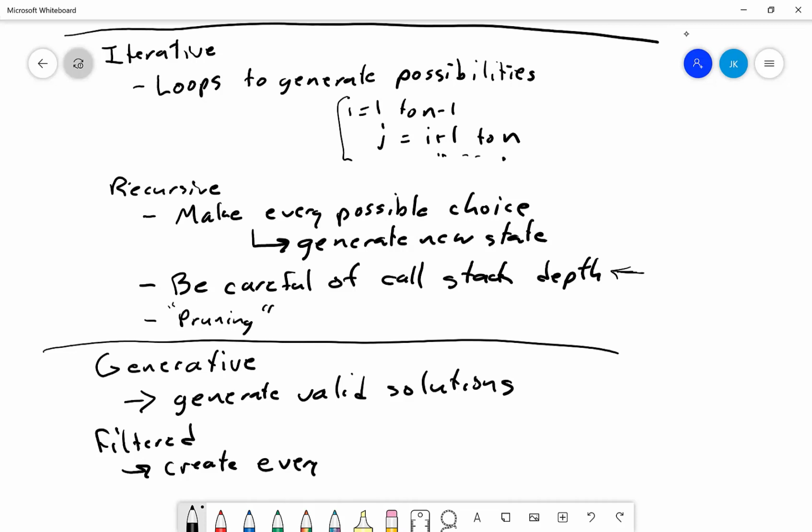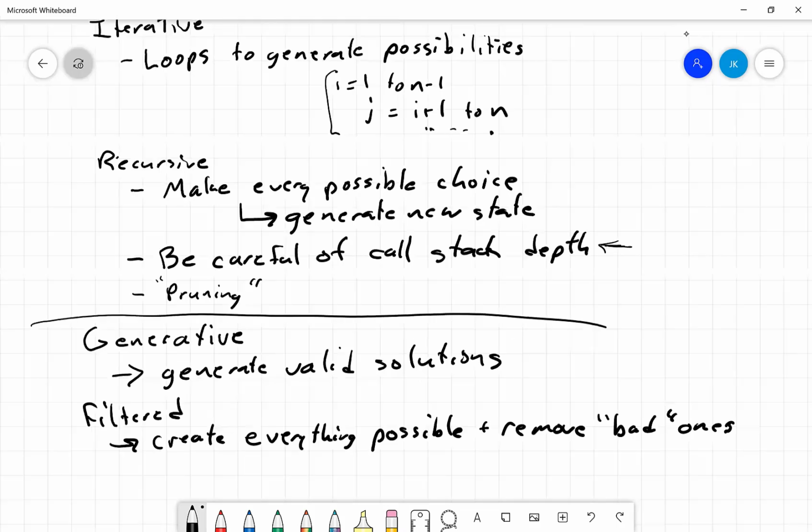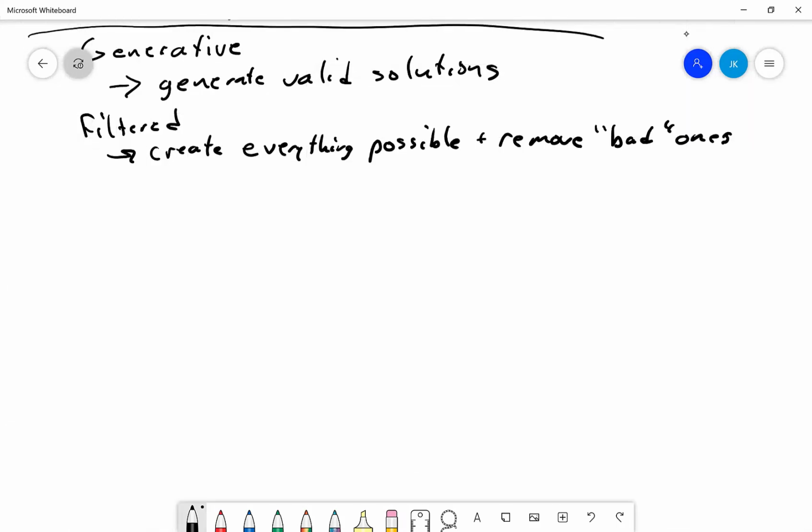You basically create everything possible and remove the bad ones. Okay, so later on when we talk about some mathematical techniques, say for finding primes, one way that you can find primes is to use a sieve method, where you basically generate all the numbers and then you eliminate all the ones that are not prime, and then whatever's left over is prime.